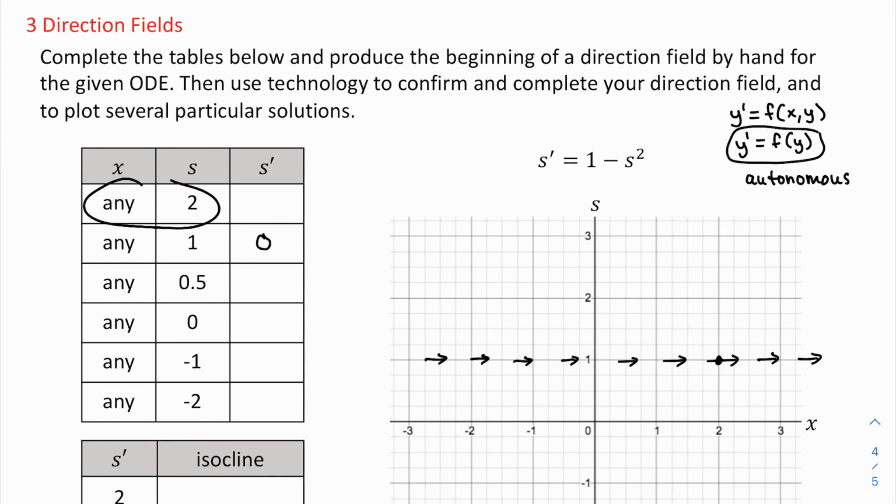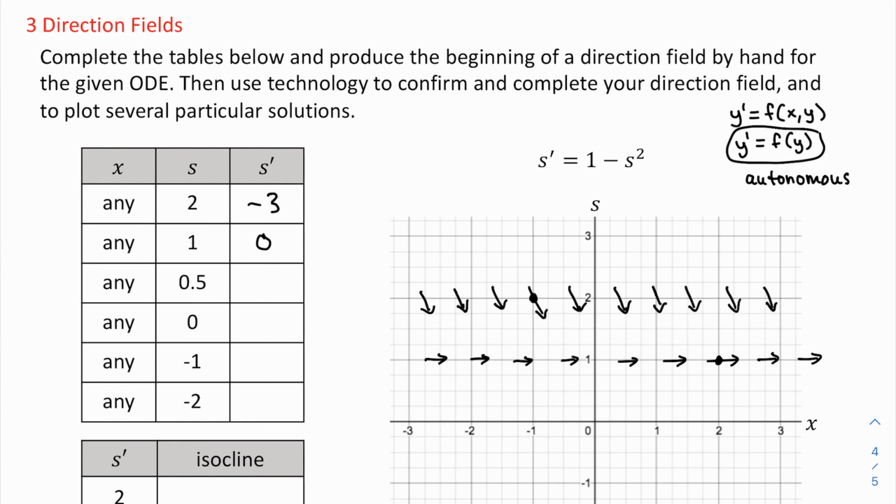Let's go back up to here. Pick any point that has an x coordinate, whatever, and as long as the s coordinate is 2. So here's -1, 2. Plug that into the differential equation. Again, it doesn't matter what x was, just that s is 2. We do 1 minus 2 squared. 1 minus 4 is -3. And so we get -3 here. So we get a -3 slope, a very steep slope like this. And this is going to be true for any point that has an s coordinate of 2. So it seems like we found an isocline.